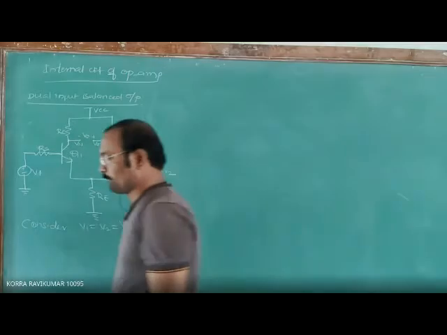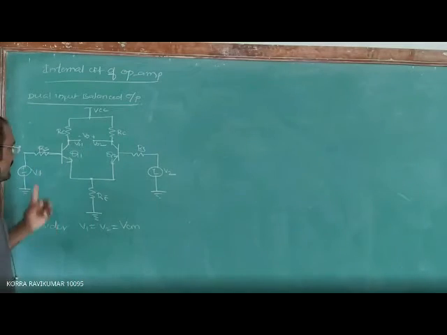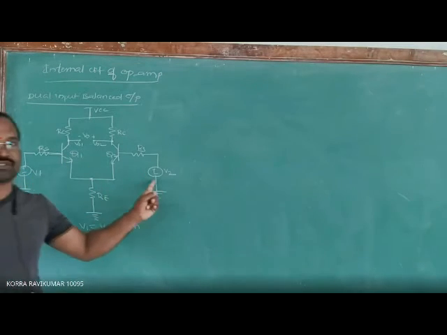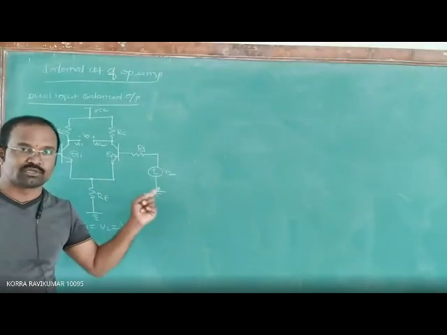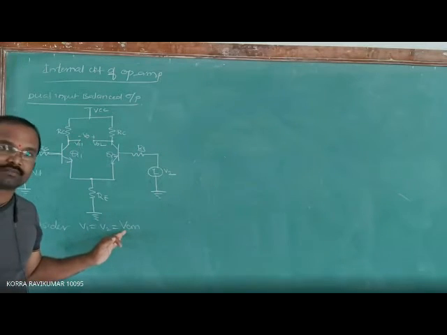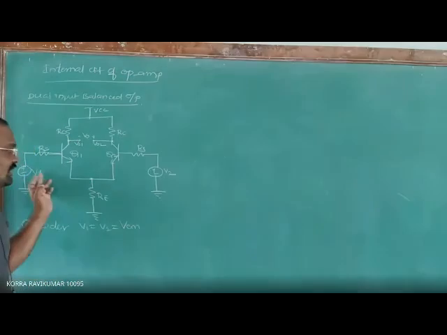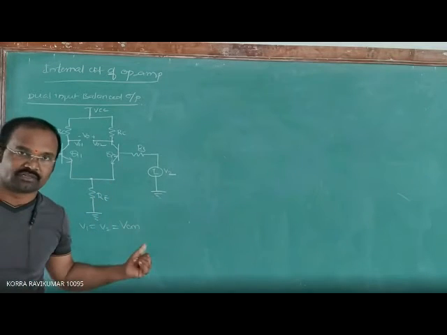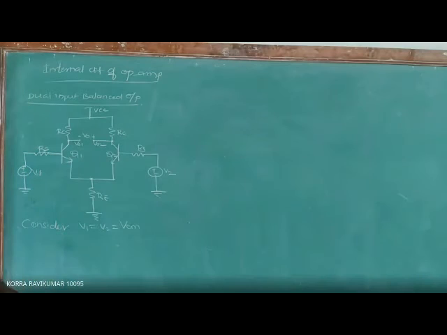Now consider the input voltage V1, which is equal to V2. Both are the same voltages we are giving. What is that voltage? That is the common mode voltage we are giving. Common mode means the same voltage applied at both inputs. Then, as we know, the transistor acts as a switch.